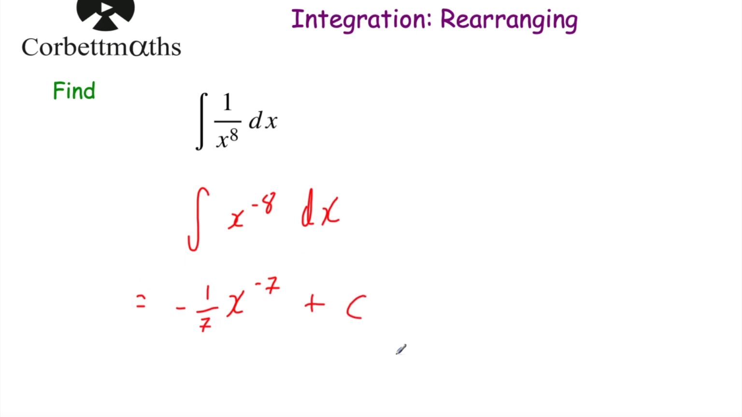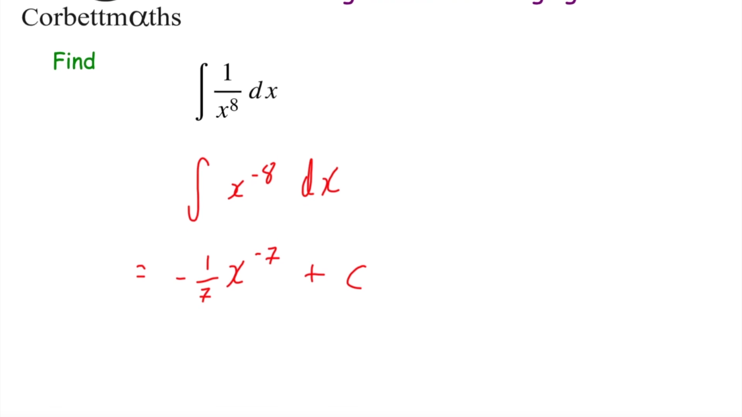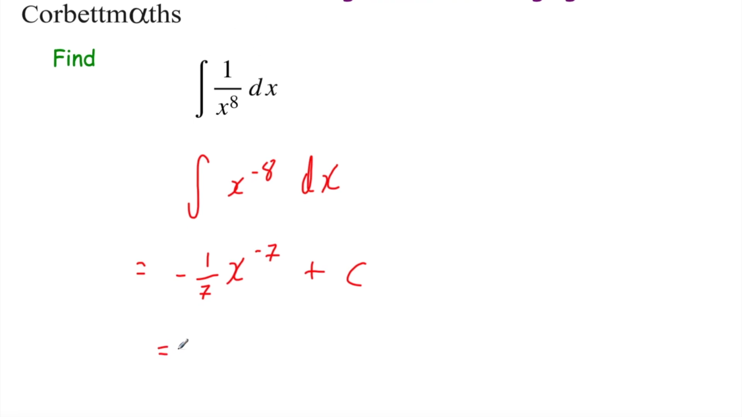And that's it. And I probably would leave my answer like that, but if you did want to write it in a similar format to what you were given in the question, you then just put that in the denominator, so it'll be negative 1 over 7 x to the power of 7 plus c. And that's it. Okay, let's have a look at our next question.